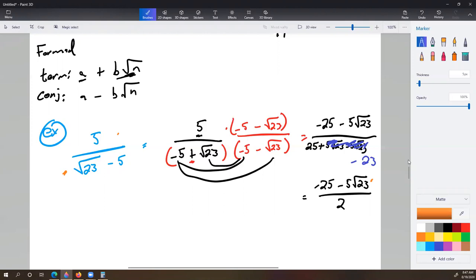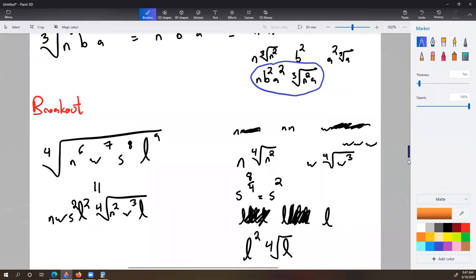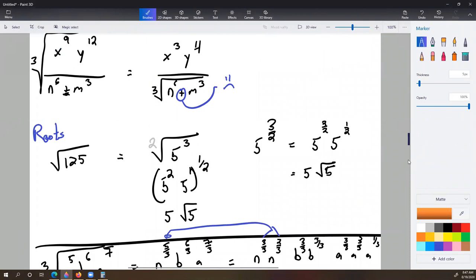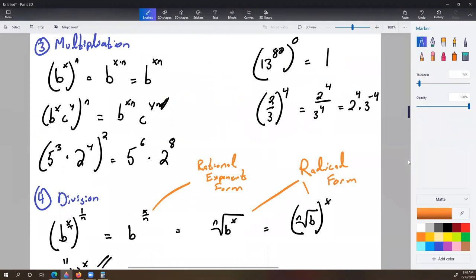They have a whole bunch of problems where they ask you to simplify different radicals and exponents. So you're going to be using a lot of these techniques, the breakout technique. You might want to use the splitting of fraction, and definitely a whole bunch of using just the generic rules. So that's your division rule, your multiplication, your addition, your subtraction.